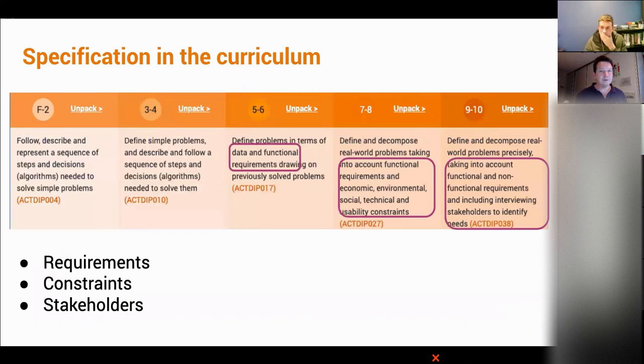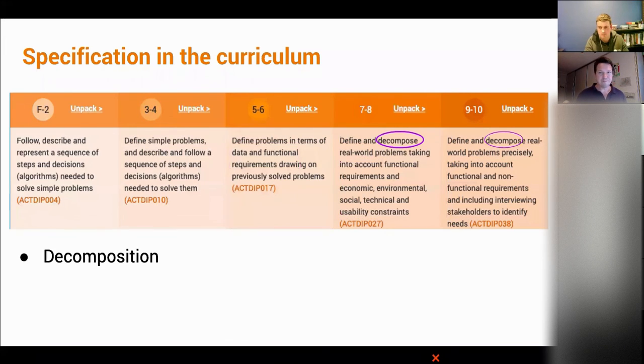Then we've got requirements, and they get introduced with the 5 to 6 band: data and functional requirements. We heard about functional requirements earlier. Then in 7, 8, we get more requirements: functional, economic, environmental, social, technical, and usability. Then 9 and 10 adds the non-functional requirements. We've also heard about them. And interviewing stakeholders. That means we take a third-party position here, not just our own view of how great we think that solution is going to be, but also the position of the third party, for example the customer, someone who's going to use that thing later. Then, of course, 7, 8 and 9, 10 add decomposition, breaking a problem apart into smaller, more manageable pieces.